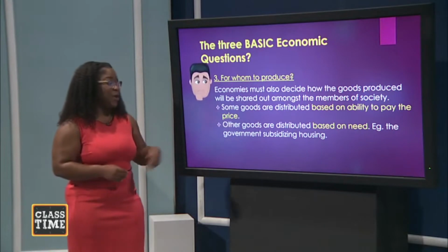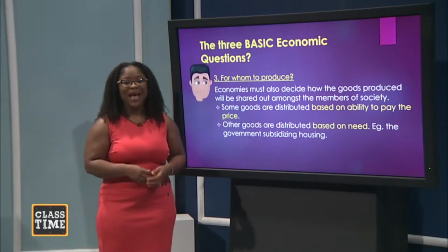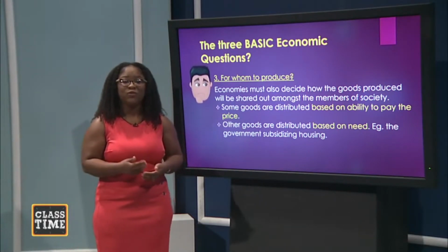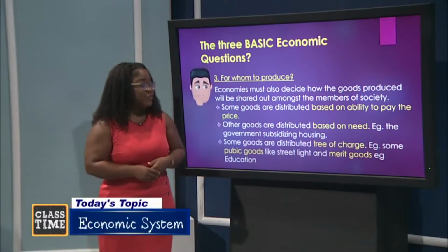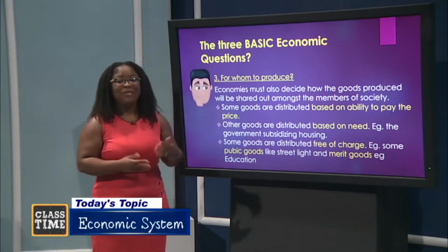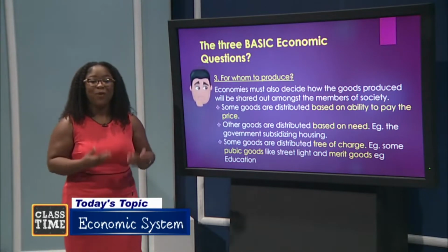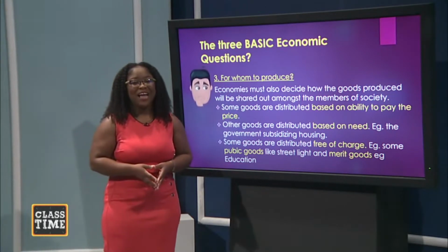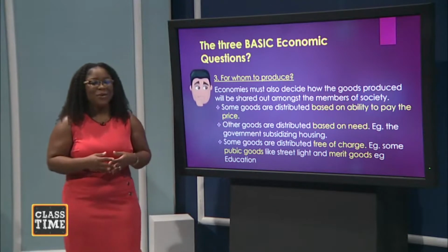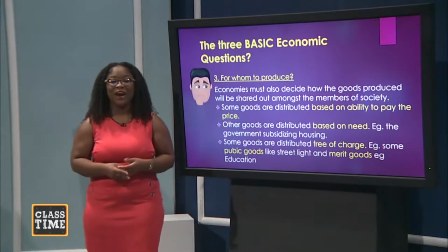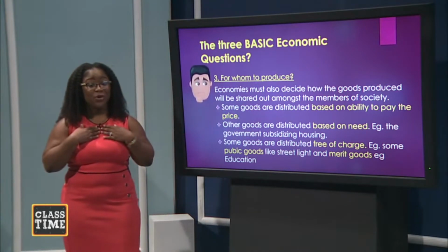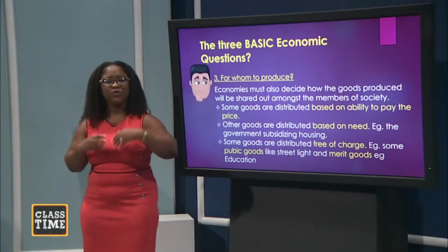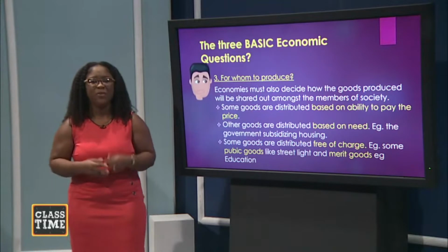For example, the government may subsidize housing, because it's considered to be one of those basic needs. Some goods are distributed free of charge, like the goods we consider to be public goods or merit goods. And you can look up these two concepts. We say that public goods are the goods that are collectively consumed. So my use of that good doesn't really hinder your use of the good. It doesn't hinder you from benefiting from it.